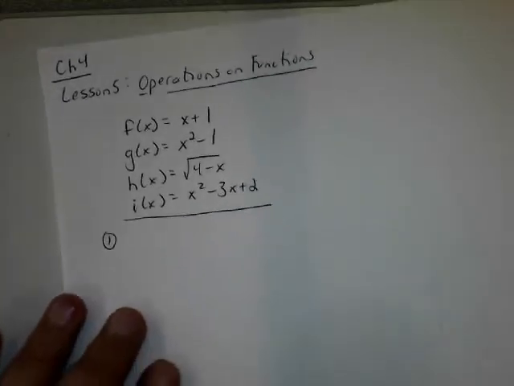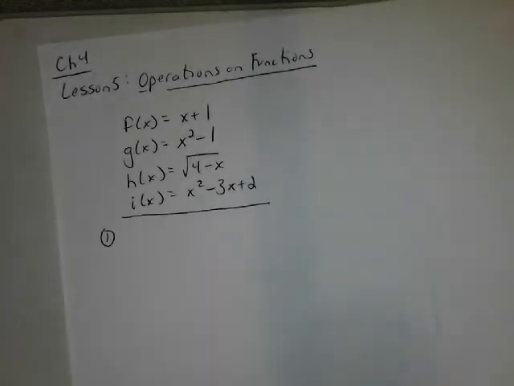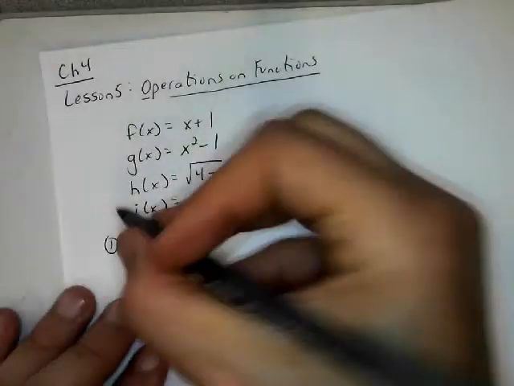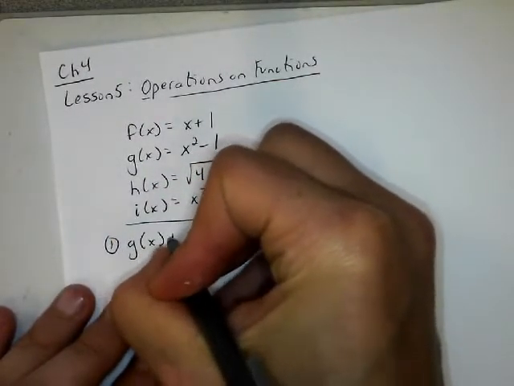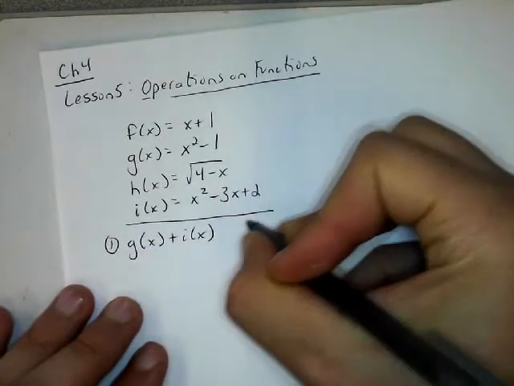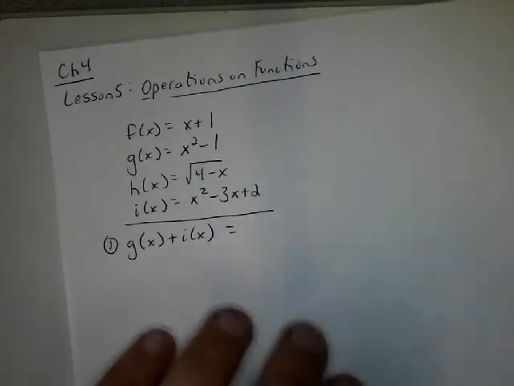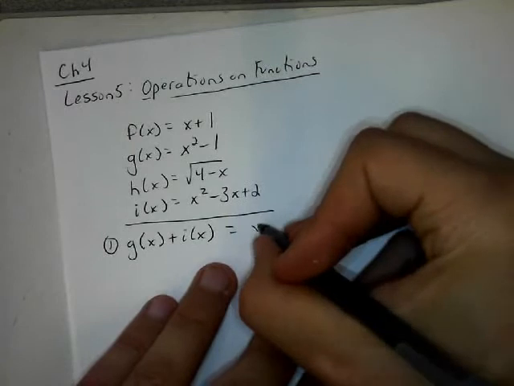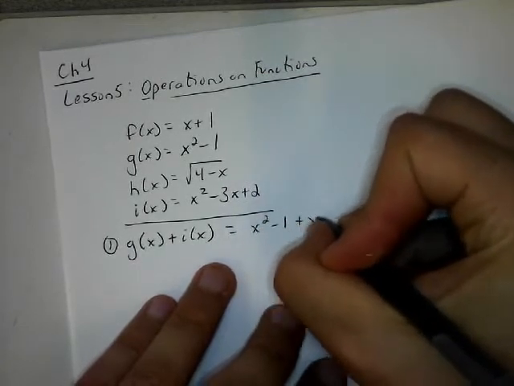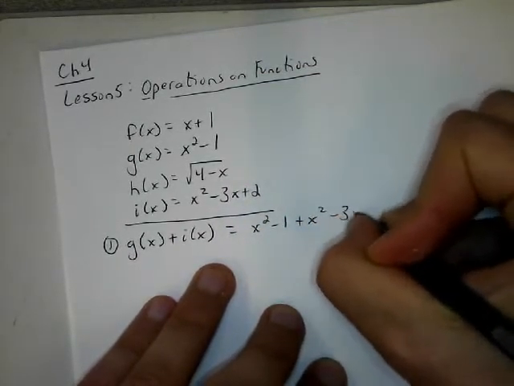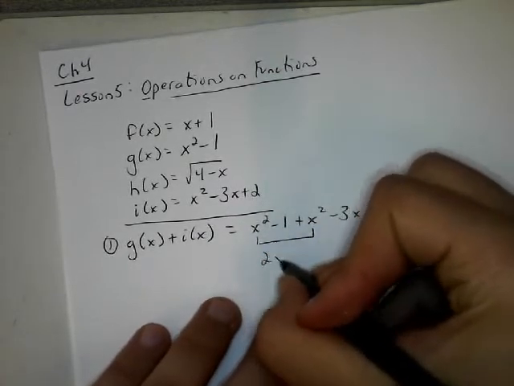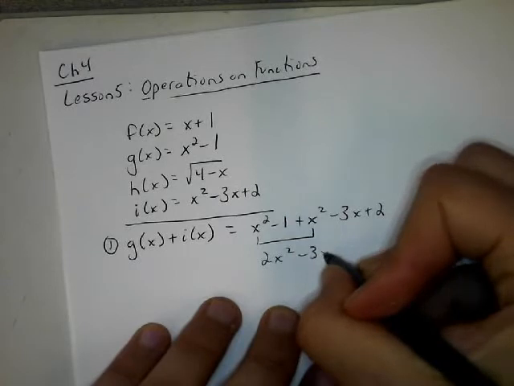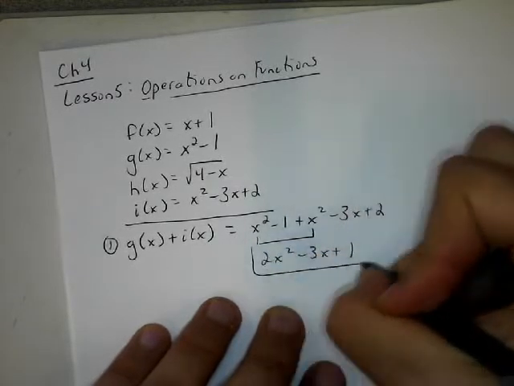Functions have operations just like you have operations with numbers. We can obviously add them. So for example, let's take g of x and add it to I of x. Therefore that would be equal to x squared minus 1 plus x squared minus 3x plus 2. If we combine like terms, we have 2x squared minus 3x plus 1. That's it.